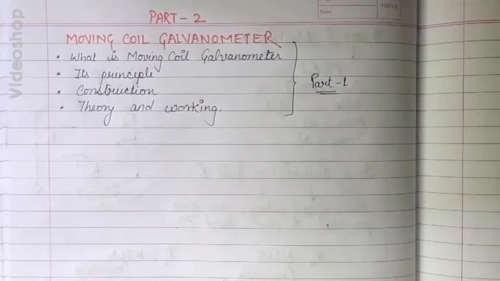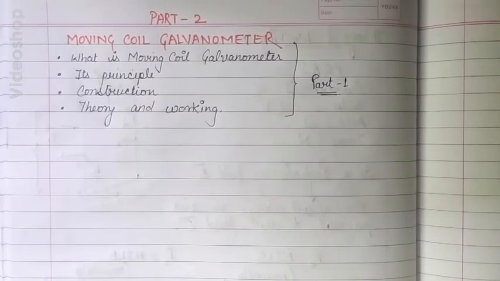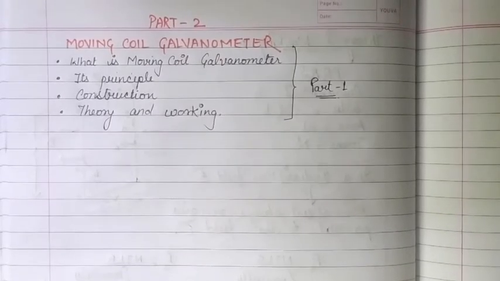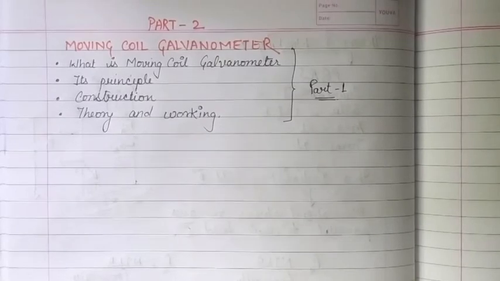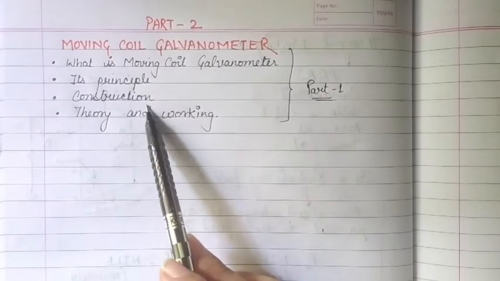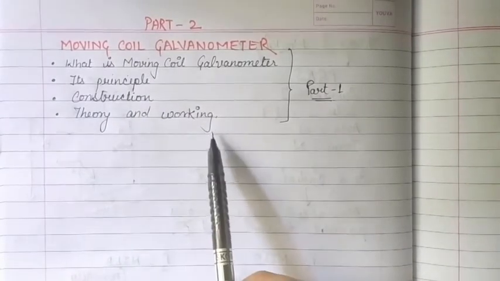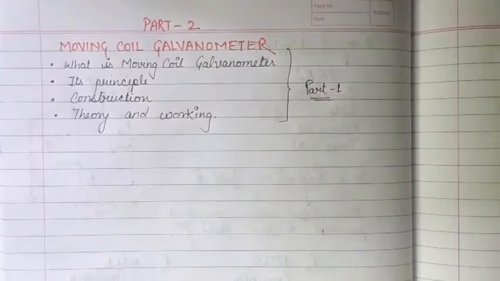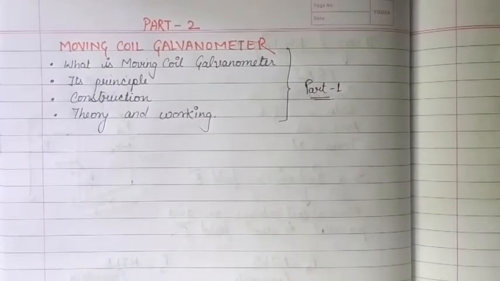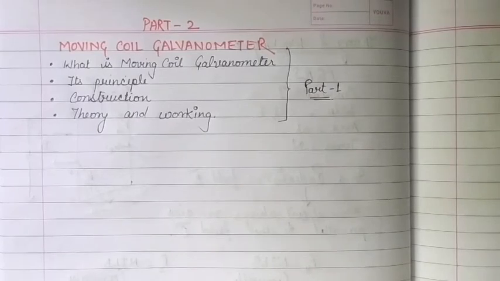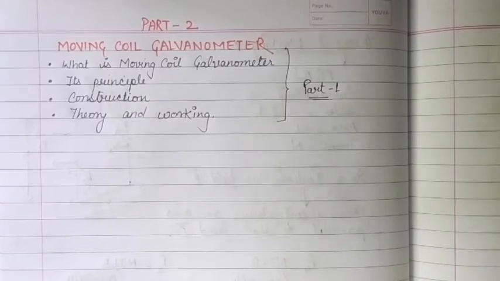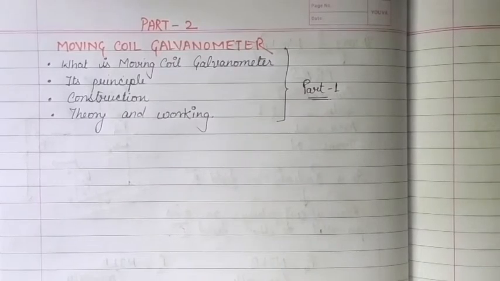Hello students, this is part 2 of the video lecture on the topic moving coil galvanometer. In part 1 of this lecture we have studied what a moving coil galvanometer is, its principle, its construction, theory and working. So if you have not watched that video, please go through that first and then come to this one.